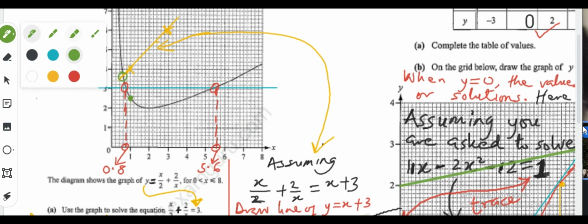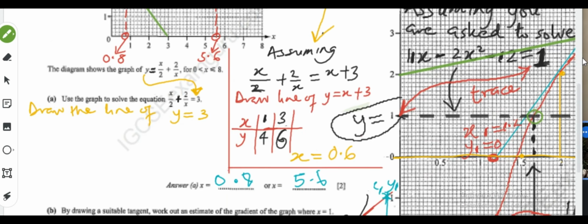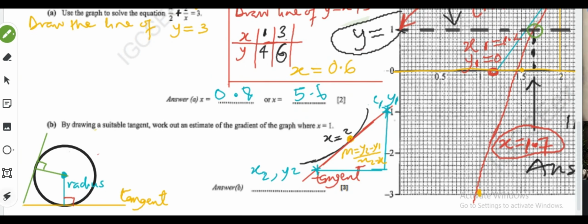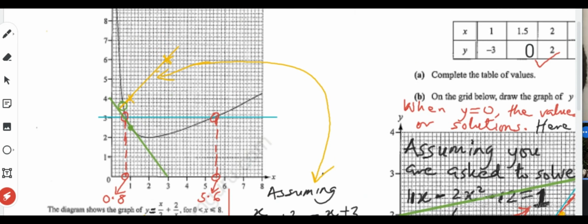What color can I use now? Let me still use the green marker and draw a tangent at that position. Something like this. Did you see that? Yeah. That's a tangent. And they said we should find what? The gradient. How do you find the gradient of the line you just drew? Remember, the tangent will be at x equal to 1, this point. So find the gradient of this line we just drew.